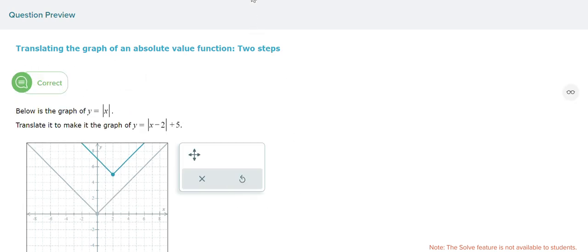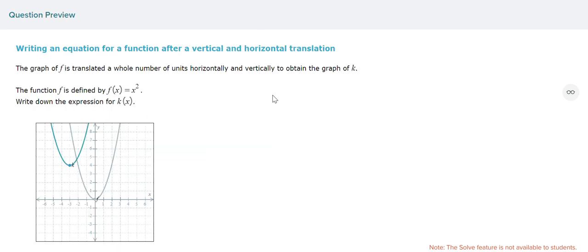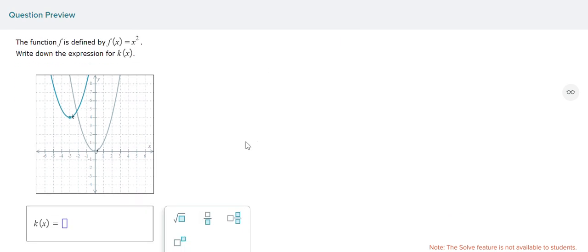Okay, we're going to move on to problem 2. Problem 2 is just in the other direction, meaning before they gave us the equation, we had to create the graph. Now they've given us the graph, and we need to create the equation. It says the function is defined by f of x is equal to x squared, a nice parabola here, that's f here. Write down the expression for k of x. So let's just write down our x squared, and we know it has to be some variation of this.